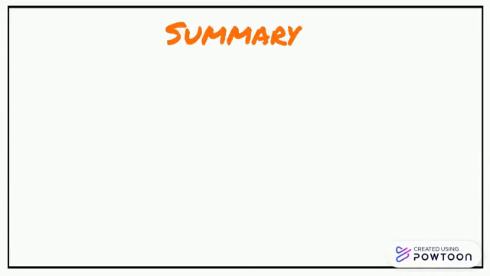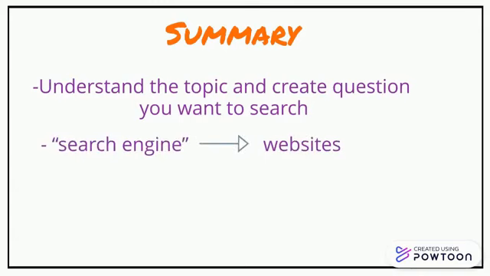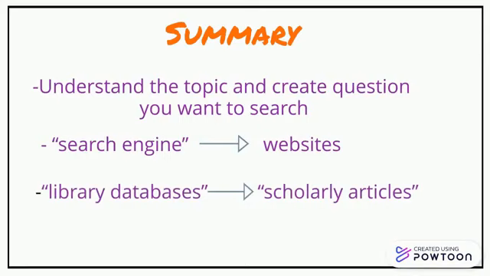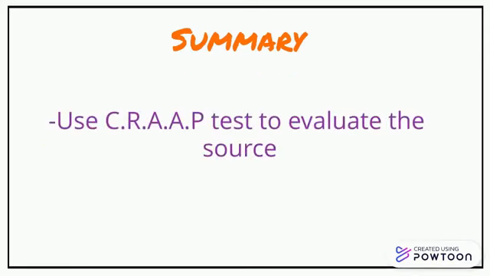Let us summarize what we learned. Firstly, understand the topic and create questions you want to search. Use search engine if you want information from websites or use library databases if you need scholarly articles. Then, use the CRAAP test to evaluate your source. A CRAAP test evaluation sheet is attached with the video. You can directly use that to evaluate your source.